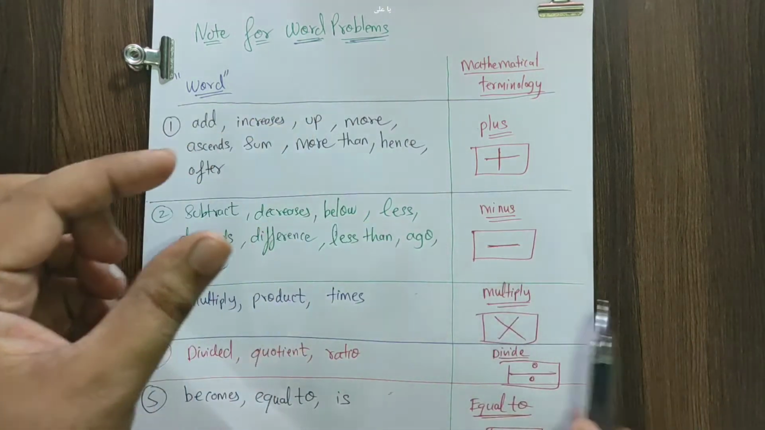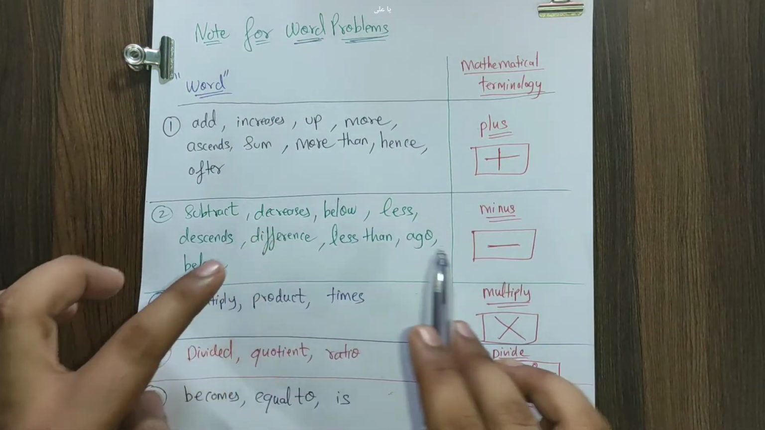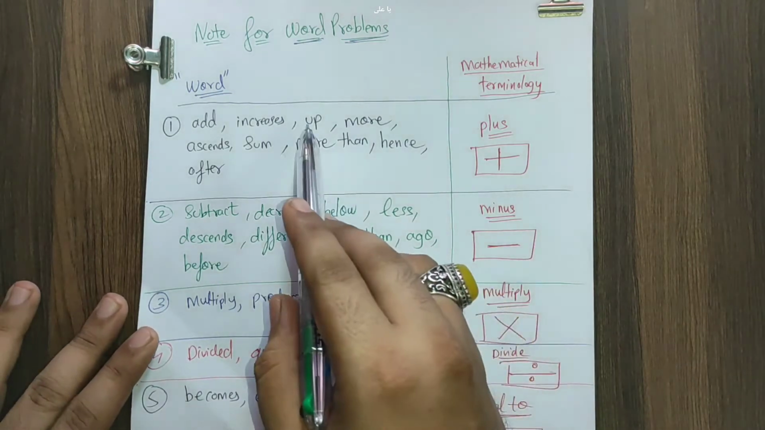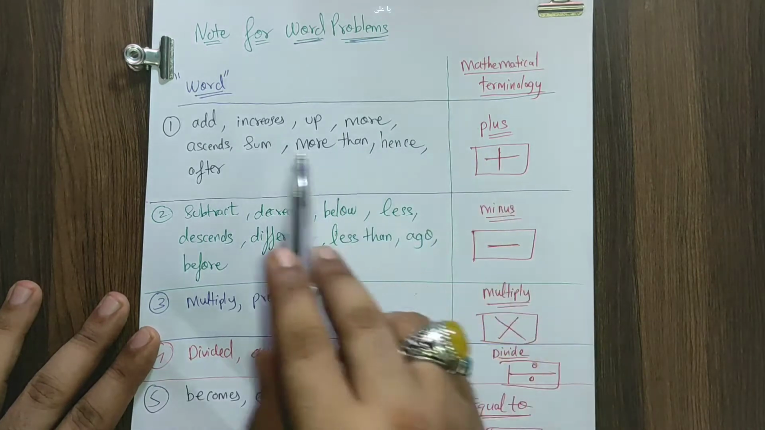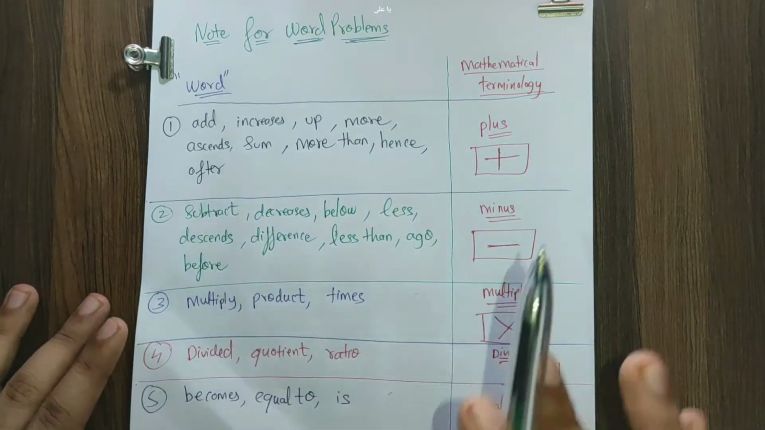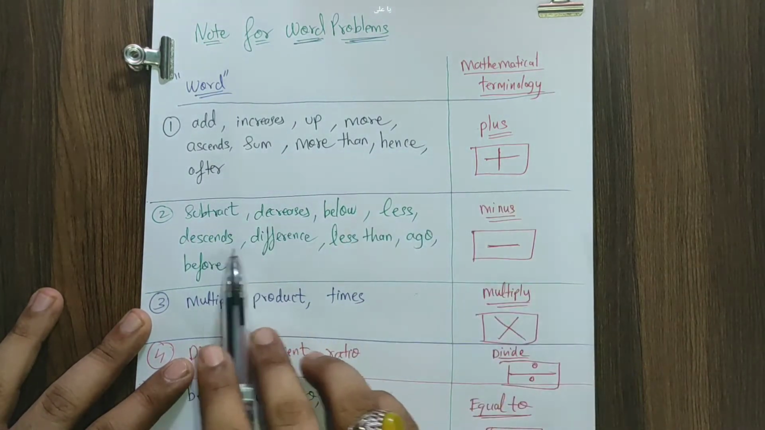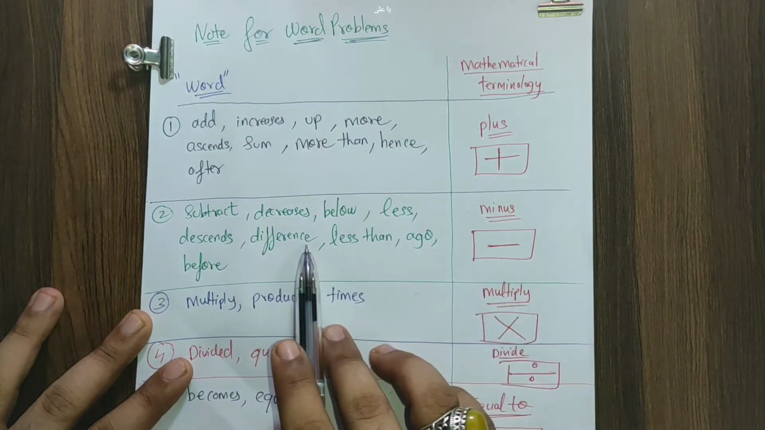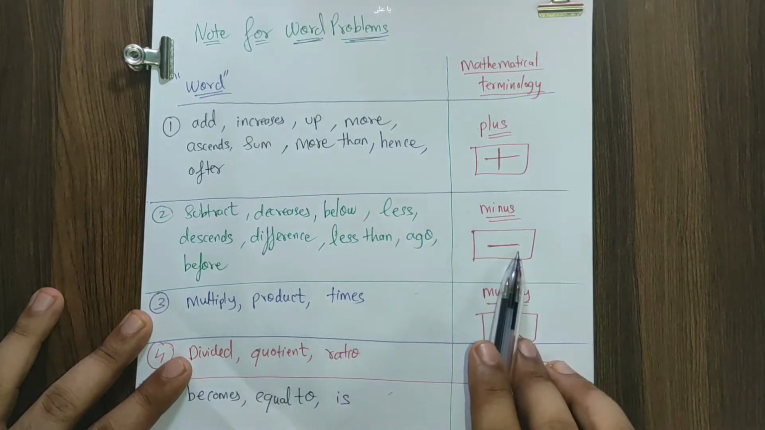Whenever in the word problem you see the word increases, at the place of increase you will write plus. At the place of decrease you will write minus. If you encounter or read anytime in the word problem the word up, it means plus. So below means minus, more means plus, less means minus. Ascends means going up, climbing somewhere above. Ascends means plus, so descends means minus. Sum means plus, so difference means minus. More than means plus, less than means minus.